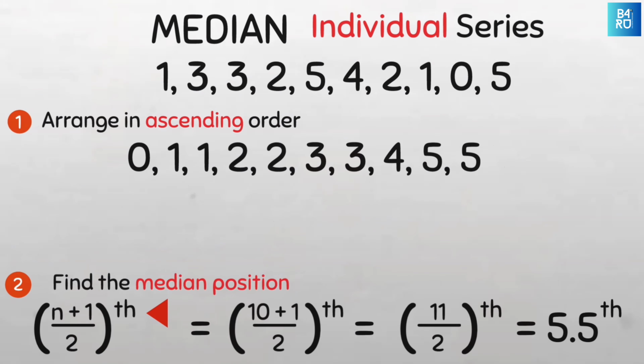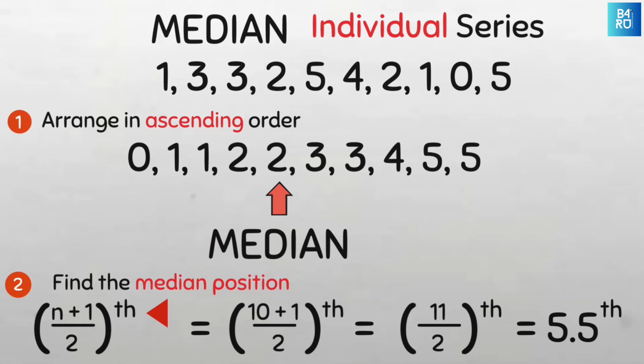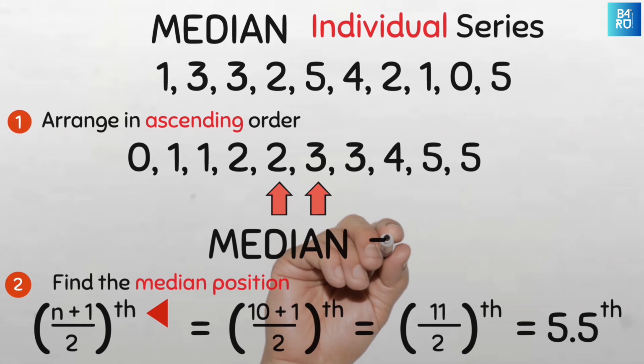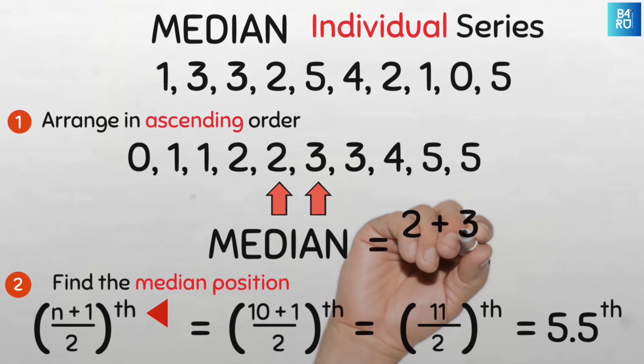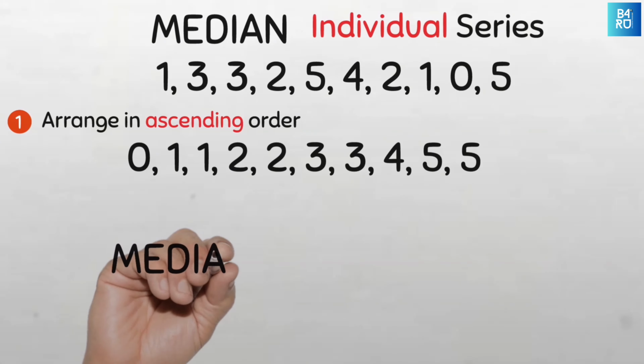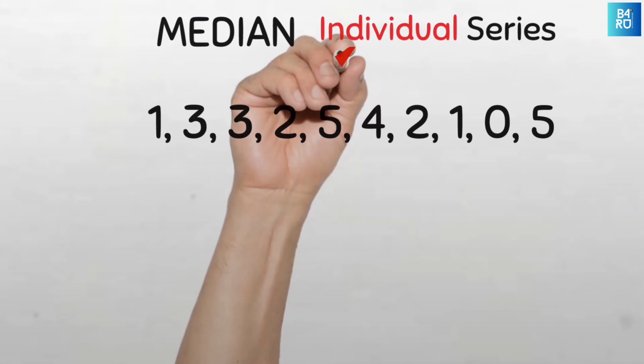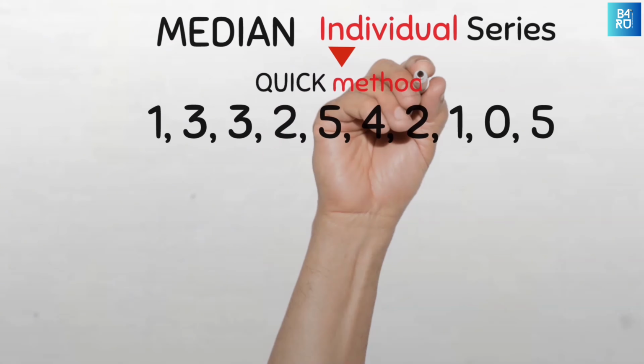Well, guess what? There is no 5.5 position. So we'll have to find the average of the values at the 5th as well as the 6th position. So let's count 1, 2, 3, 4, 5. So our 5th value is 2 and our 6th value is 3. The average of 2 and 3 is just 2 plus 3 divided by 2, and that will be 2.5. So our median is 2.5. Easy peasy.